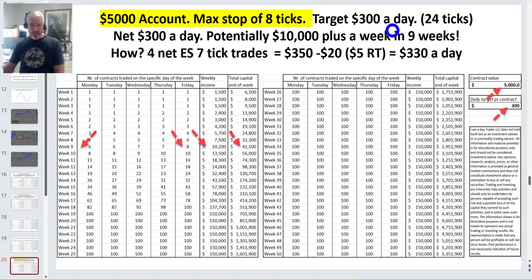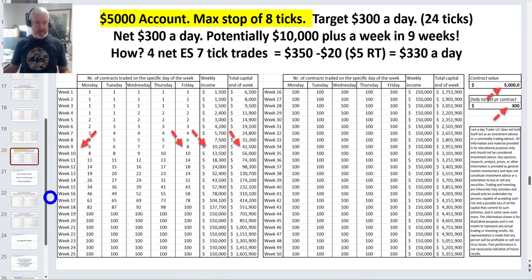Right, so here if you target then 300 a day, and so I'd say this is more for the experienced trader where you've got a smaller stop loss. We just want to be basically higher quality trade entries. Look where you are in 9 weeks. There's your 10,000 a week potential income.